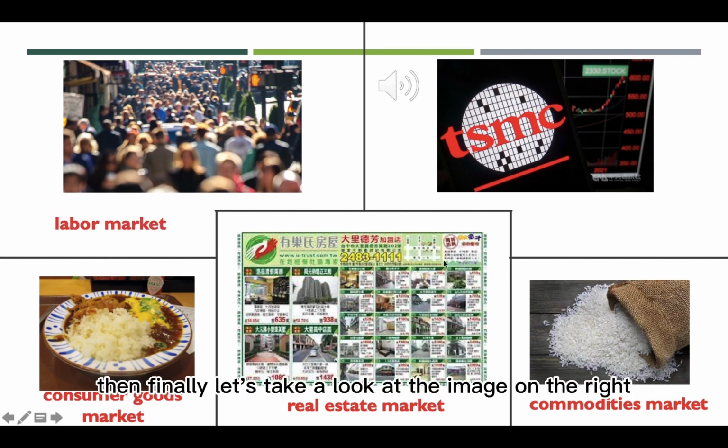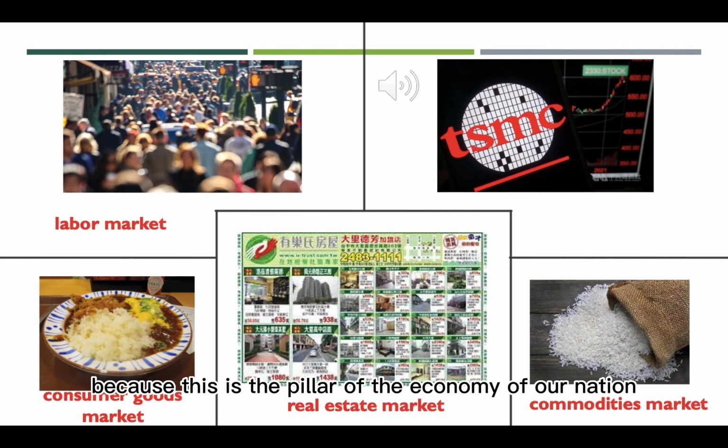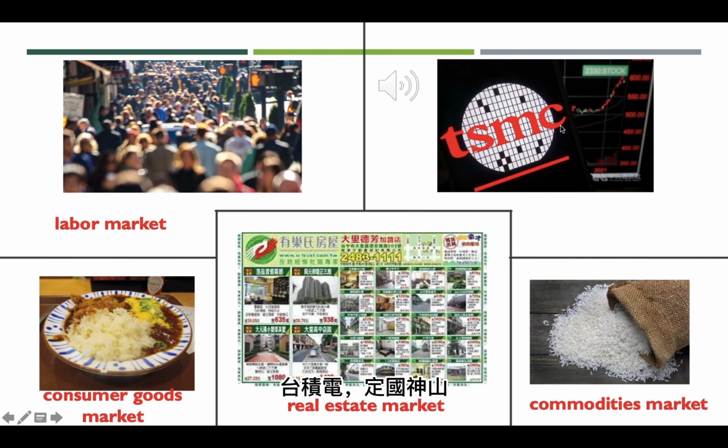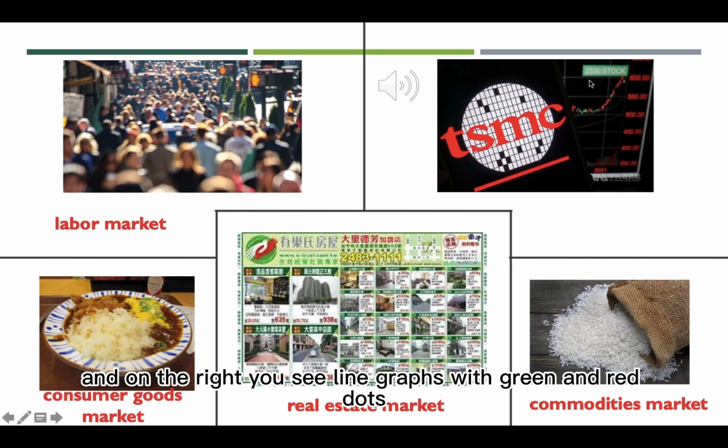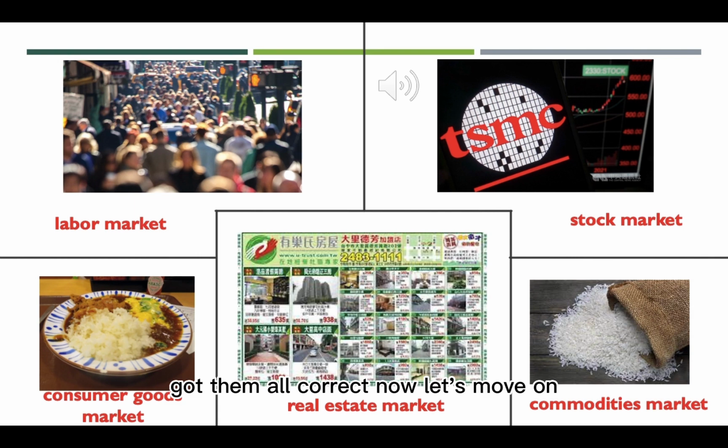Then finally, let's take a look at the image on the right. You see TSMC. This should be a familiar name to everyone in Taiwan because this is the pillar of the economy of our nation. And on the right, you see line graphs with green and red dots going up and numbers on the right. So this is, of course, the stock market. I hope you have got them all correct. Now let's move on.